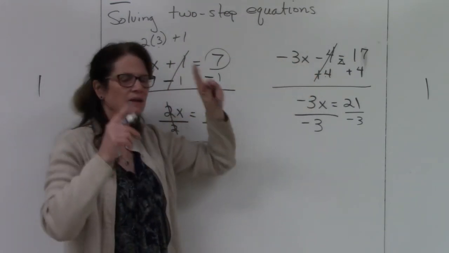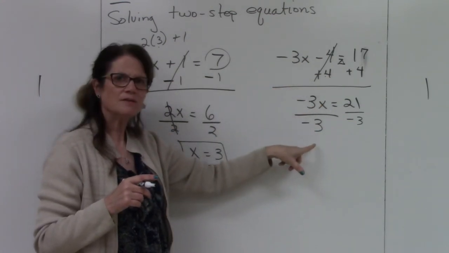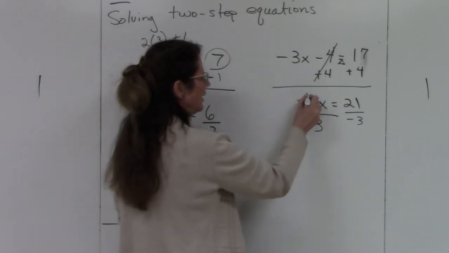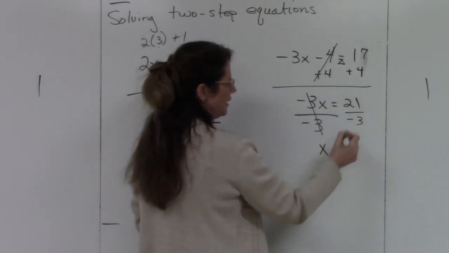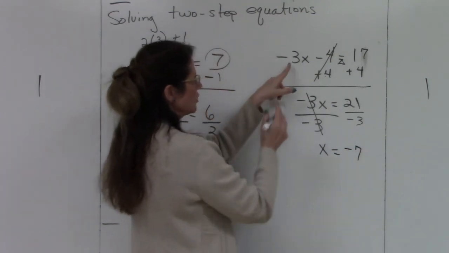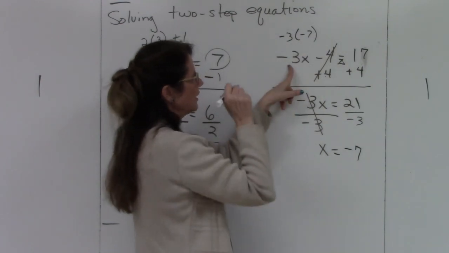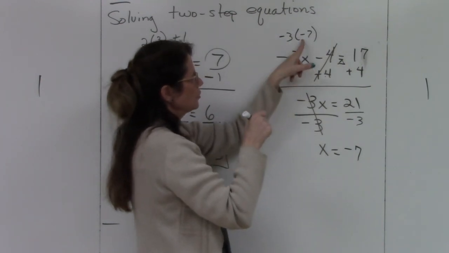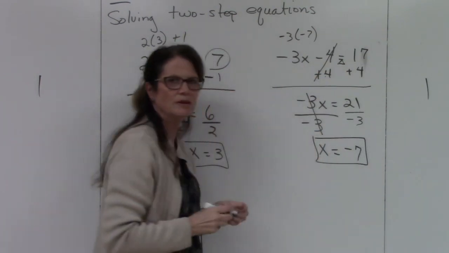Okay, so the idea is this is multiplication. I'm dividing by the same number. So that cancels the 3s. I end up with x equals 21 divided by negative 3, which is negative 7. So let's check it. Negative 3 times negative 7 is a positive 21. 21 minus 4 does give me 17, so I know that that is the correct answer.